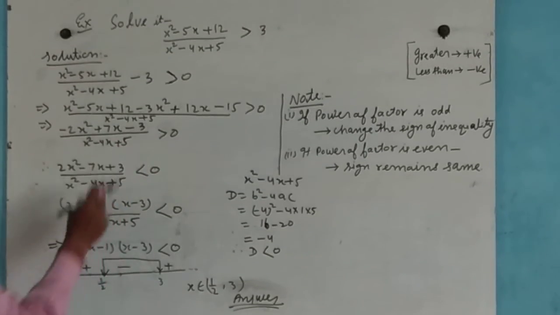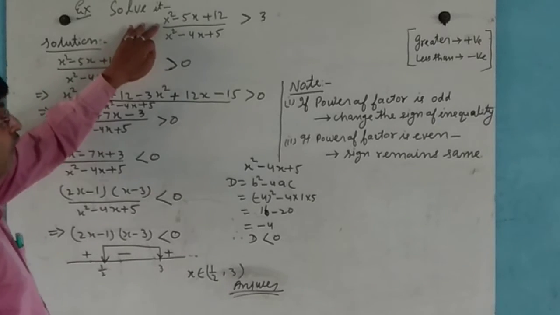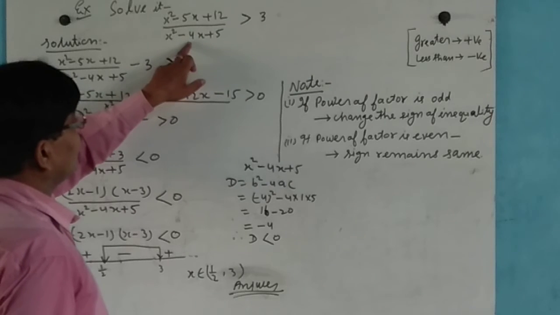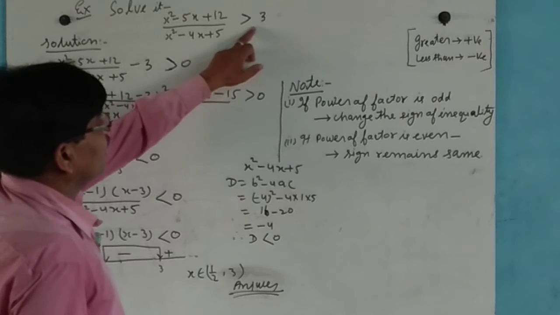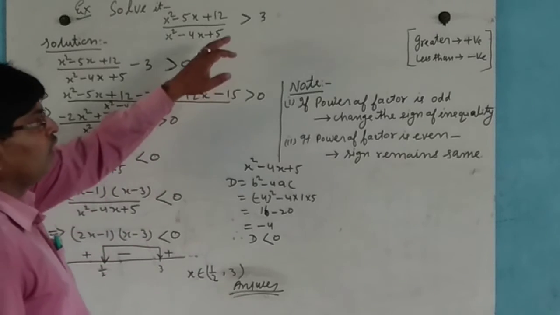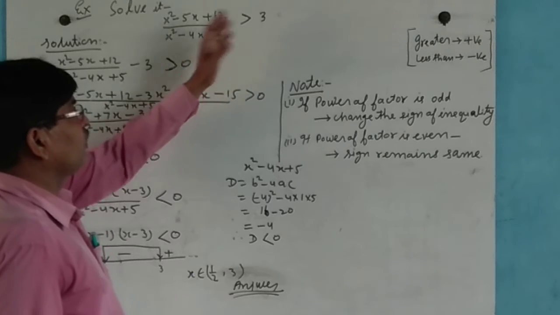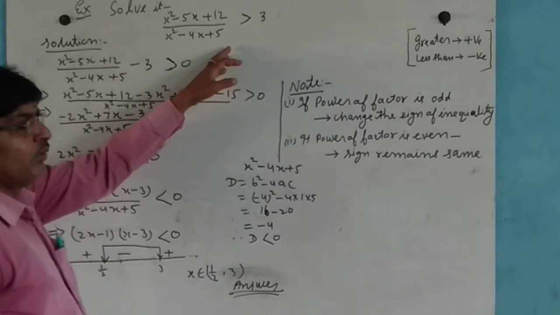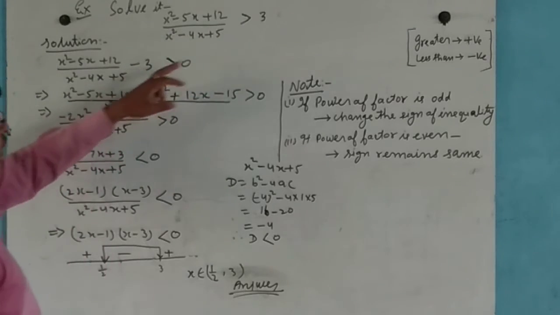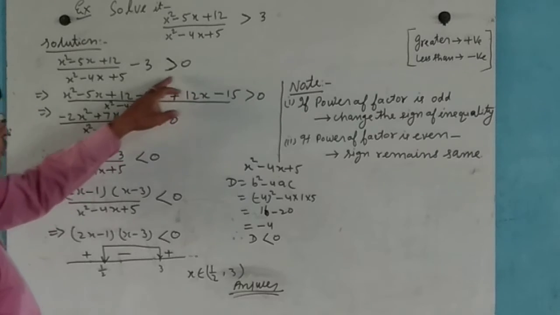Next problem: x square minus 5x plus 12 divided by x square minus 4x plus 5 greater than 3. Now solve it. In this case, we change the expression from one side to the other. For convenience, we move 3 to this side, it becomes negative, and the inequality is the same.